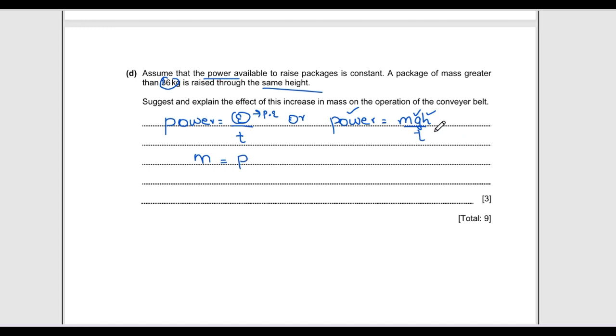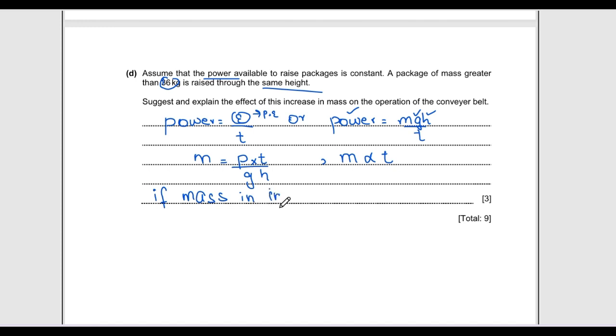Let me just arrange this equation. Time goes to that side, multiplied by power, and g and h get divided this side. So if power is constant, g is constant, h is constant, I can just replace these constants by a proportionality sign. So I can see that mass has a direct relation with time. If mass is going to increase, the time would also increase. So if you increase the mass from 36 kg, it will take longer to lift that greater amount of mass.